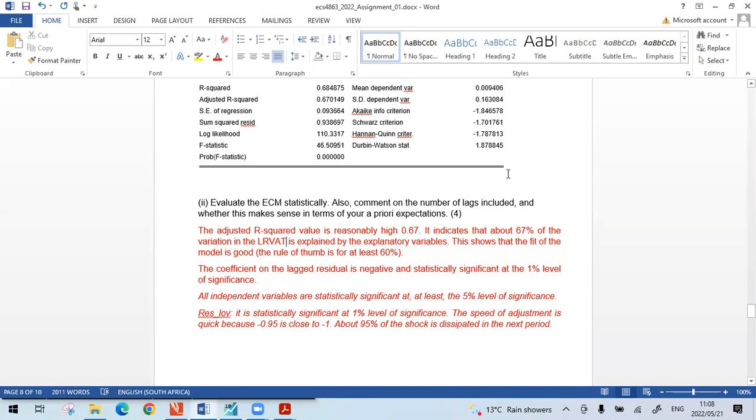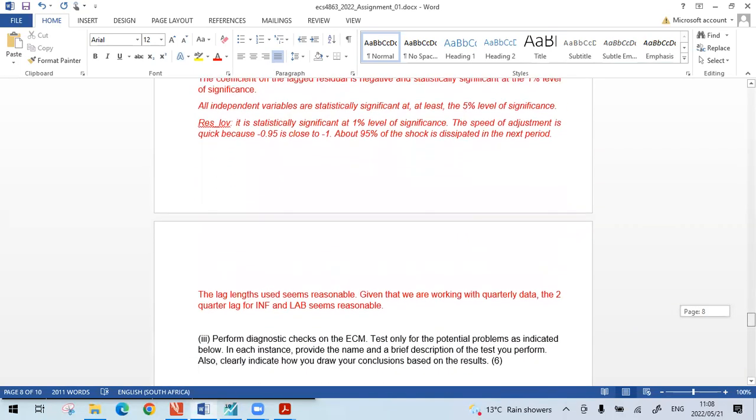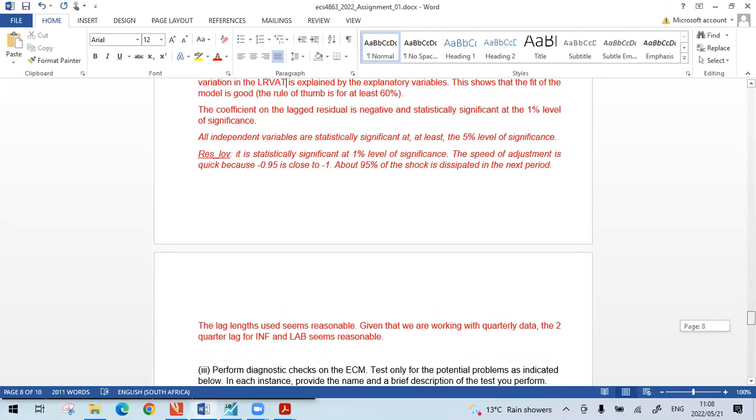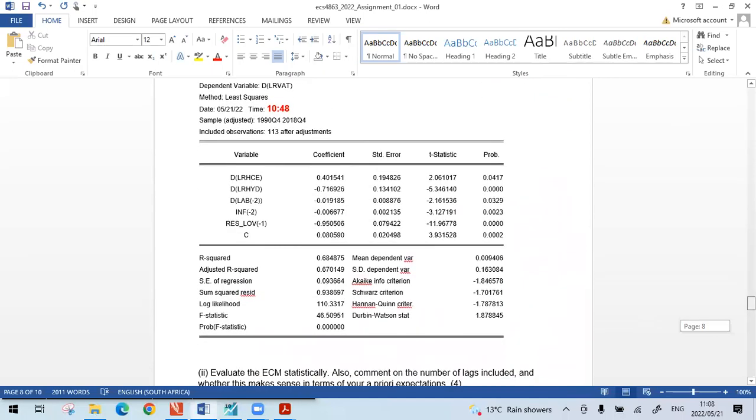What about the lags? Also comment on the number of lags. So usually the rule of thumb, we say, if you're dealing with quarterly data, your lags should be between 2 and 8. So in this case, we can see that this was lagged by 2, this by 2. So it's fine, it's fine, it's fine.